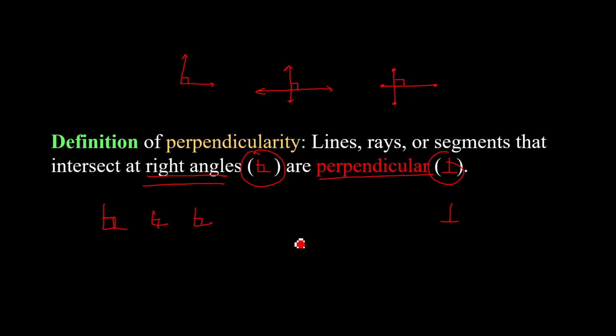So you can say angle 1 is a right angle. That's how you would read that. Angle 1 is a right angle. Or you can say line L is perpendicular to line M. That's how you would read that. So this symbol means right angle, and this symbol means perpendicular.